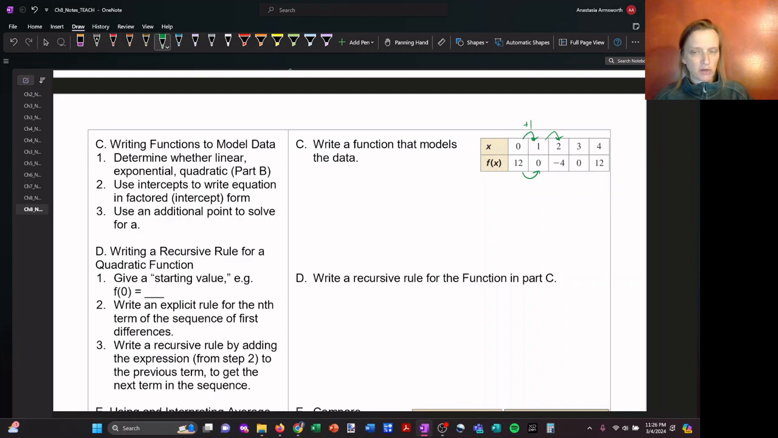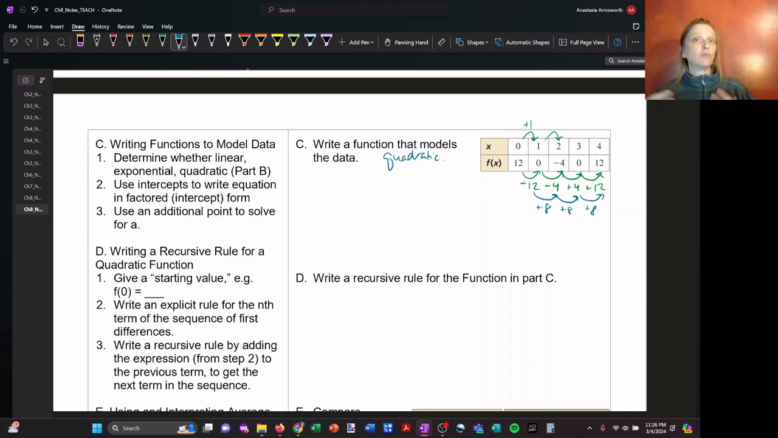So there's not a multiplication factor here. Let's see, adding or subtracting. Let's say I'm subtracting 12, then I'm subtracting 4, then I'm adding 4, and then I'm adding 12. So there's not a common ratio and there's not a common difference. So I'm going to check for that second difference and see if there's a common second difference. Here I'm adding 8. Here I'm adding 8. And here I'm adding 8. So this is a quadratic function.